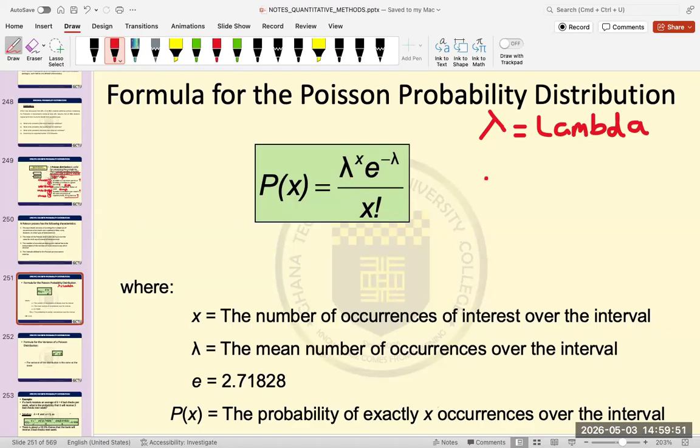And then the lambda will come from experience, or something that you know. And so if you look at the formula, there are basically two things you just look out for in your question. You look out for your lambda, and then you look out for the x. Once you fix them, you have your probability.